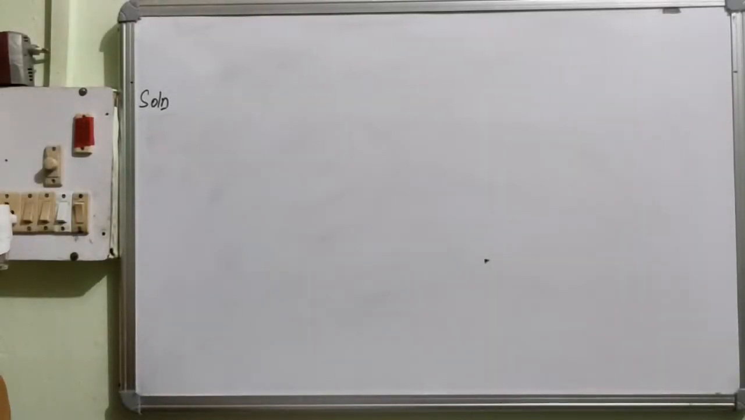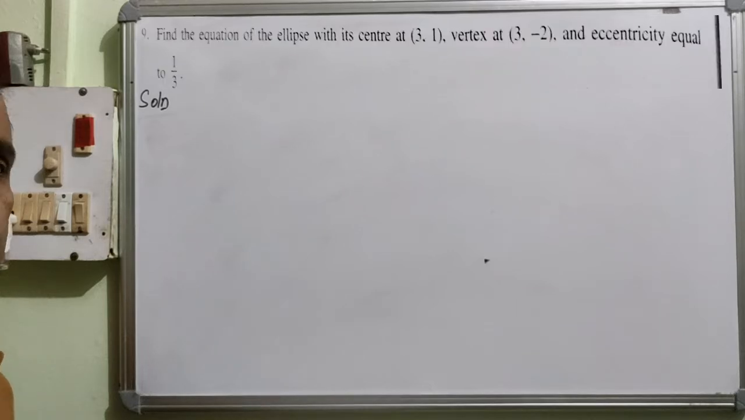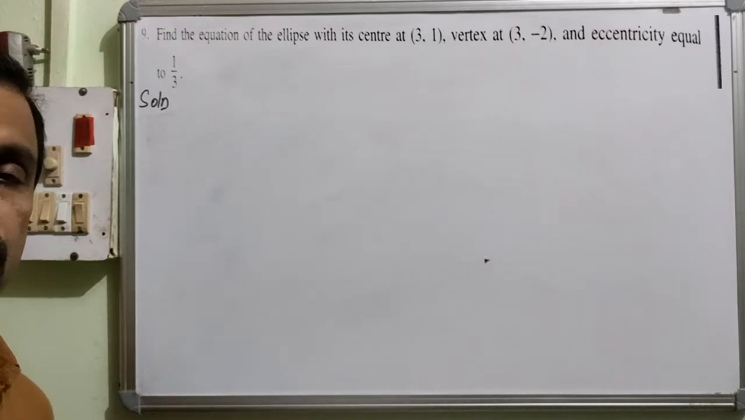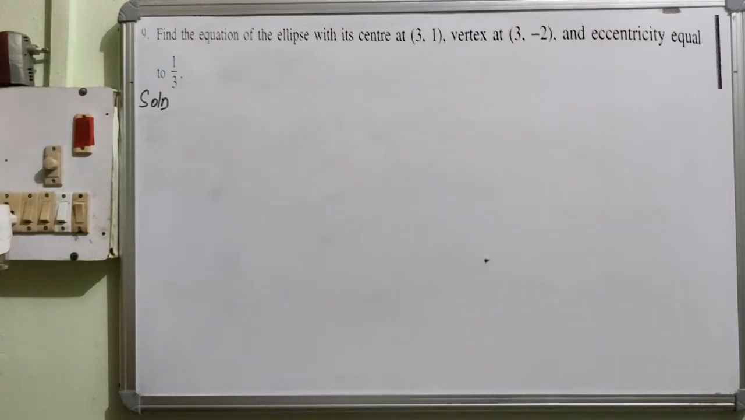Alright, thank you. Now the next question we are going to take is question number 9. It says find the equation of an ellipse. Again the question is to find the equation of an ellipse. Let us see what information is given to us. The question says find the equation of the ellipse with center at (3, 1) and vertex at (3, -2), and the eccentricity is equal to 1 over 3.